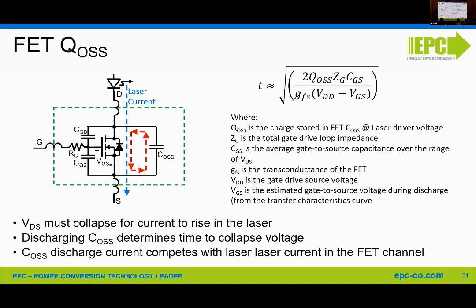It involves the COSS, the gate impedance, the gate drive loop impedance, the CGS of the FET, the transconductance of the FET, the VDD, and the VGS at the discharge point. And that's taken from the transfer characteristics curve.